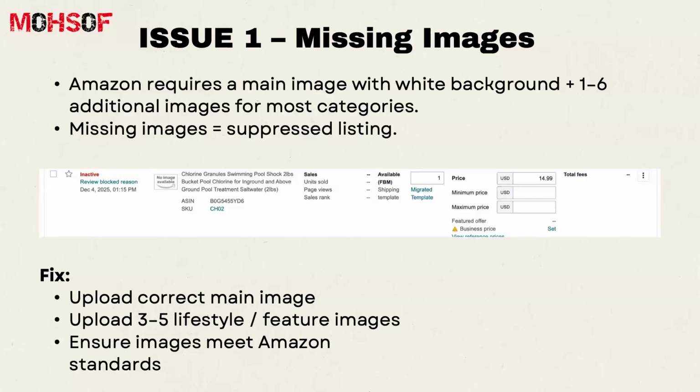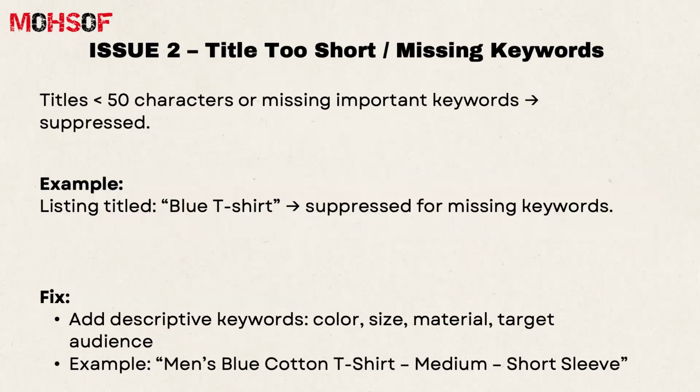So you have to upload the correct main image. What are the image requirements? The longest side should be 1000 pixels and the shortest side 500 pixels, with a white background and no overlays. You cannot put 12 pack, 3 pack, or 2 pack on the main image. Then you need to upload 3 to 5 lifestyle images and feature images of the product, according to the requirements as I explained.